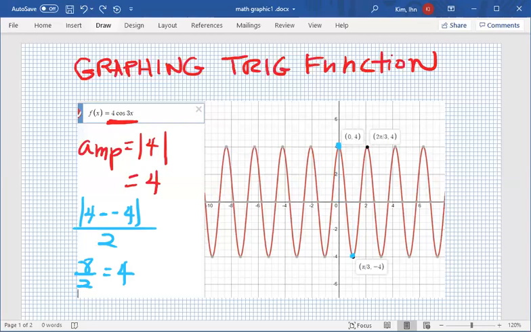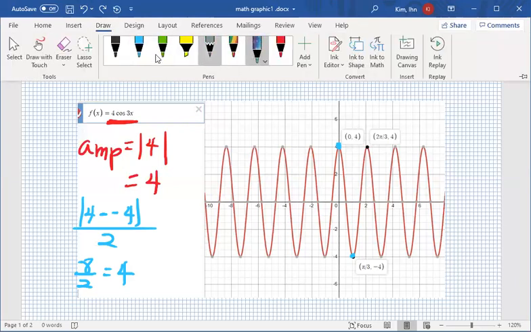Now, how about the midline? Well, the midline is an equation of a line that's going to, I don't like that blue. Okay, let me go back to green then, okay?